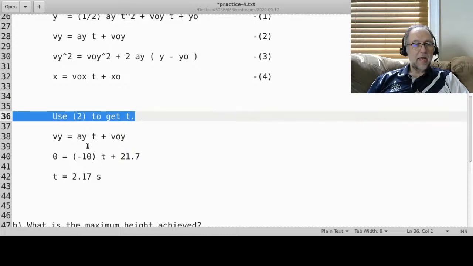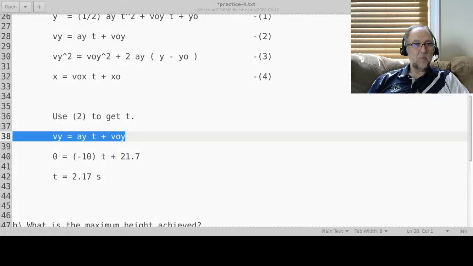And there it is, just repeat it again. What you do now is just substitute in Vy is 0, ay is -10, V naught y was 21.7. That's a trivial equation to solve, and you get 2.17. So that's the time it takes to get to maximum height. All right, let me see if there are any questions about that.